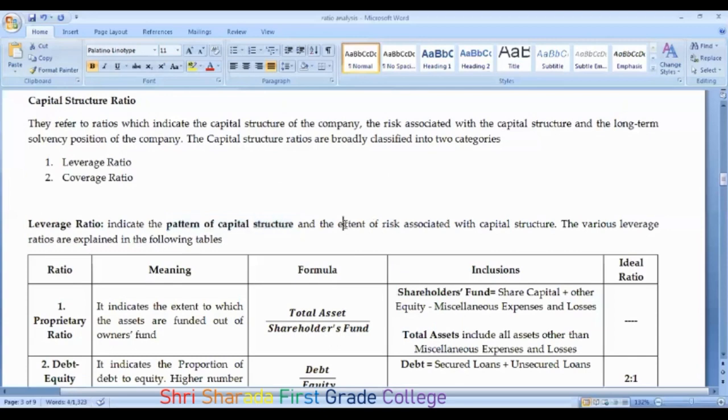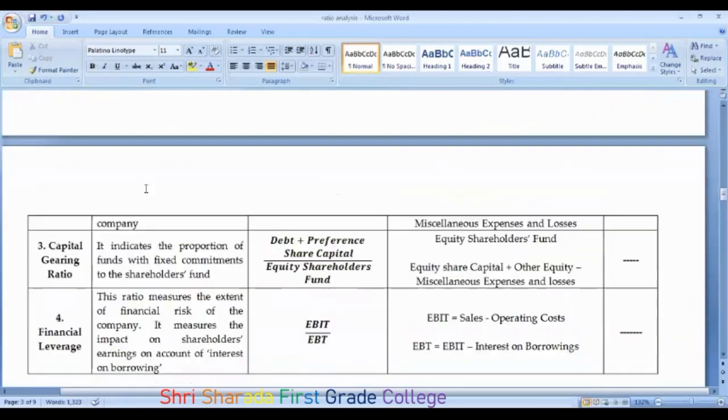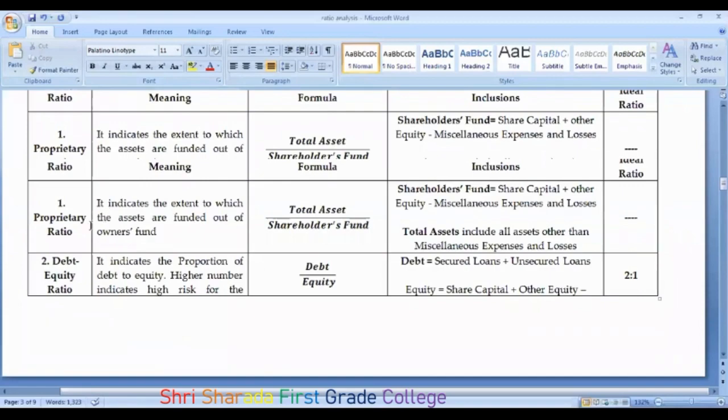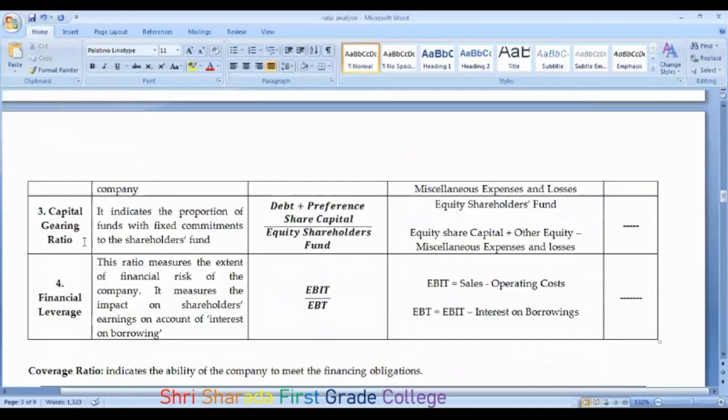And the extent of risk associated with the capital structure will be analyzed with the leverage ratio. These two are very important here. Leverage ratio identifies the pattern of capital structure, and the risk associated with it will be analyzed with the leverage ratio. So below the leverage ratio, there are four kinds. One is the proprietary ratio, the other one is the debt equity ratio, capital gearing ratio, and the financial leverage.